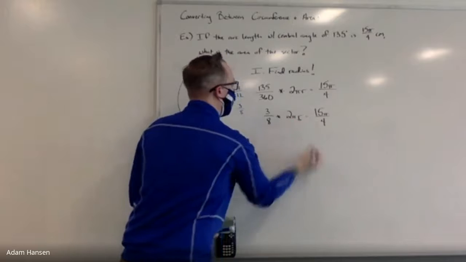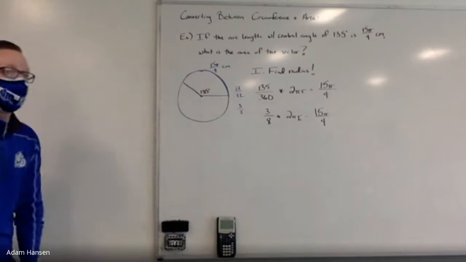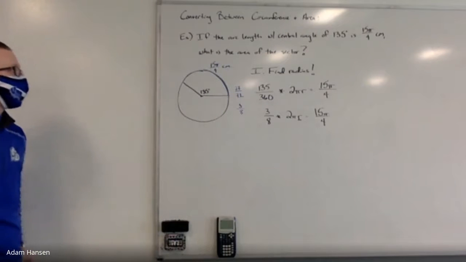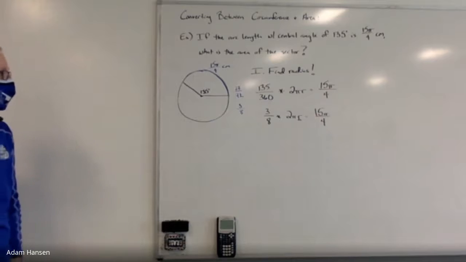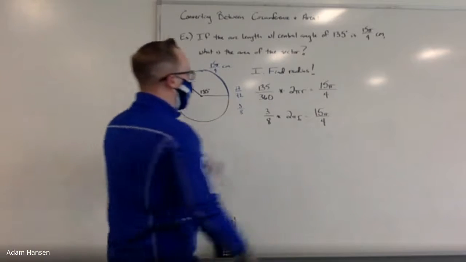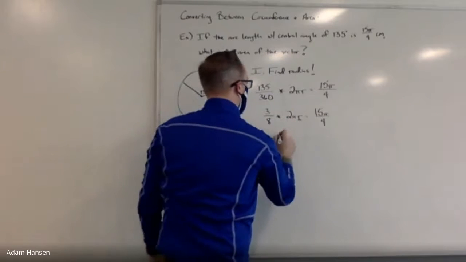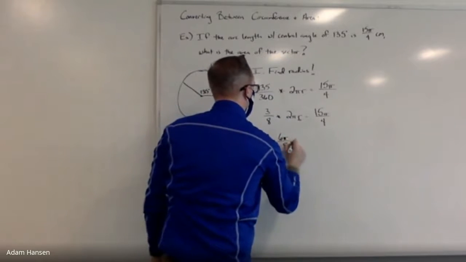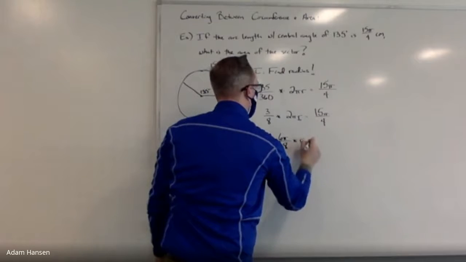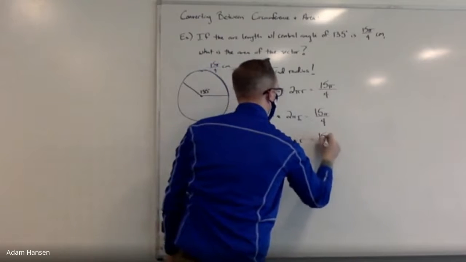Our goal is to find the missing radius. So eventually I have to solve this equation for r. Let's multiply across here. What's 3 times 2 pi? 6 pi. 6 pi over 8 times r equals 15 pi over 4.